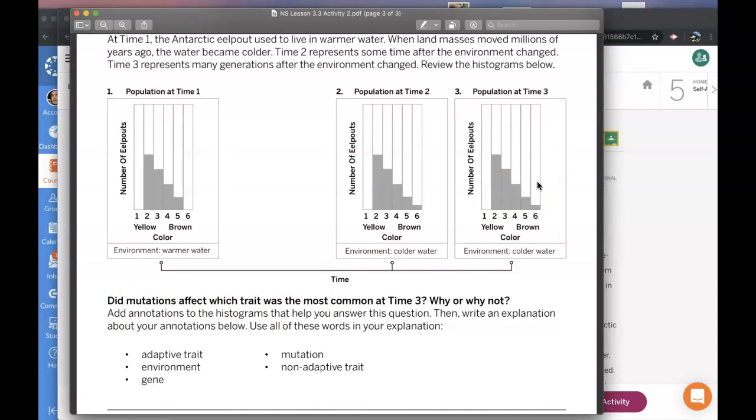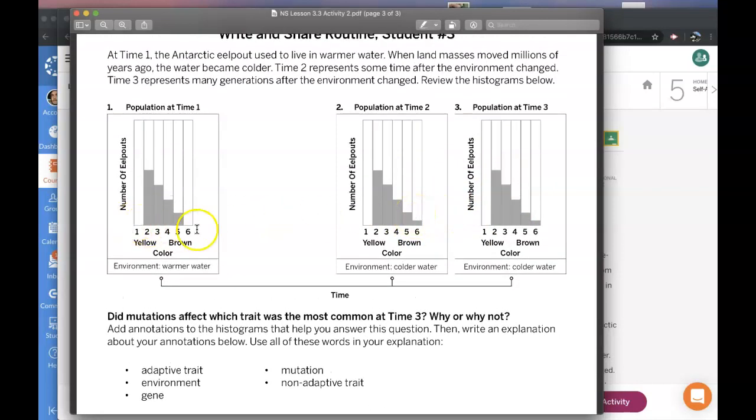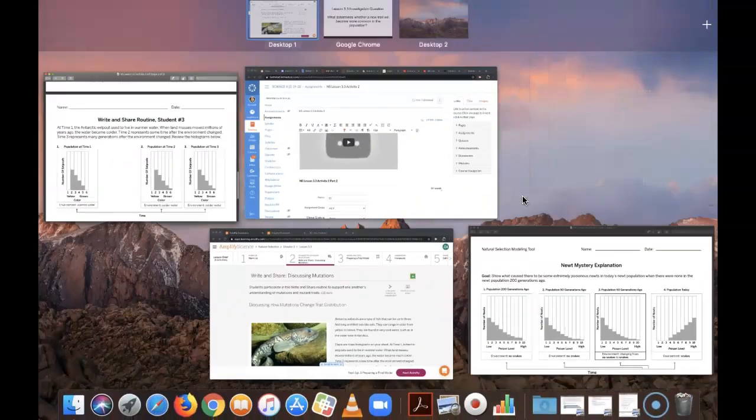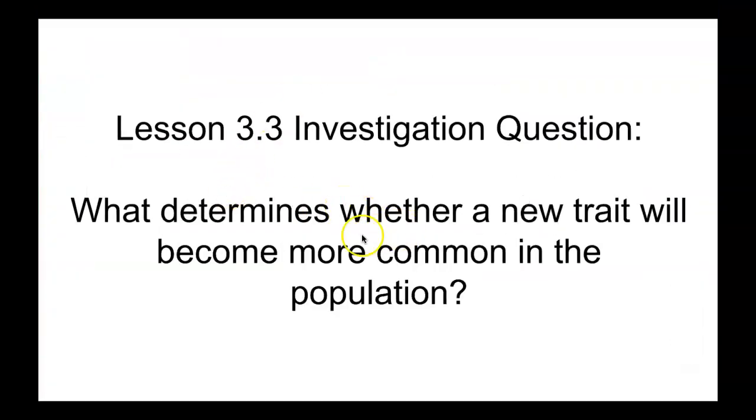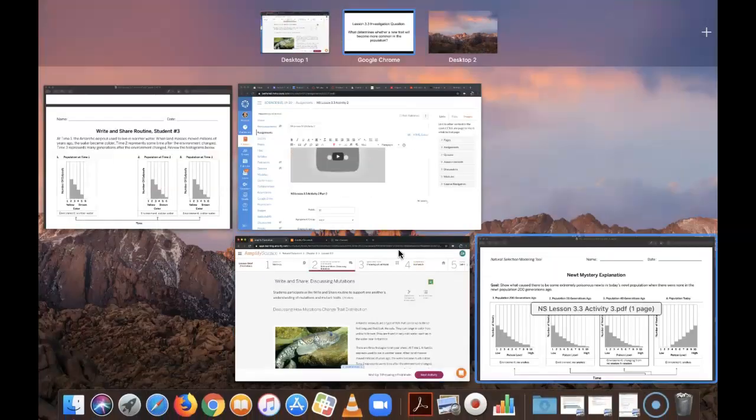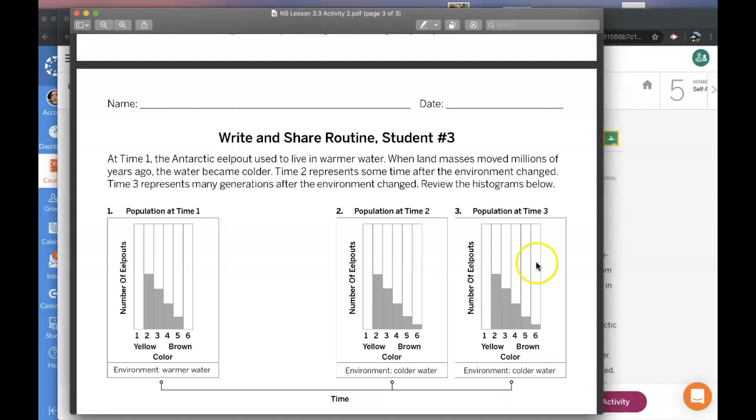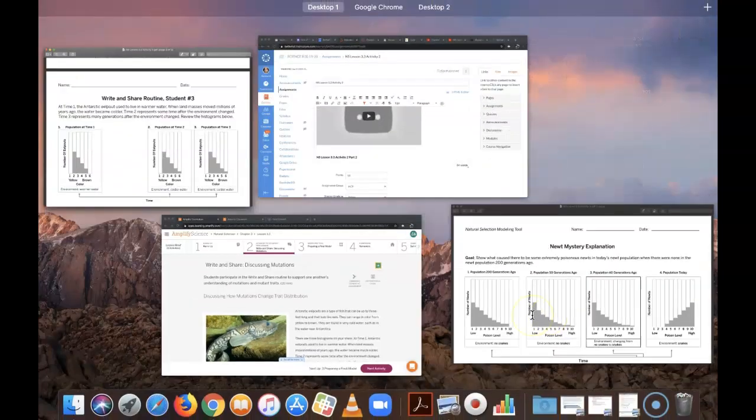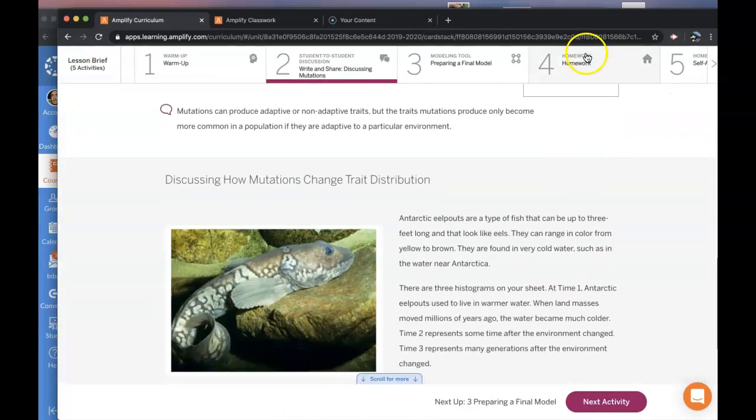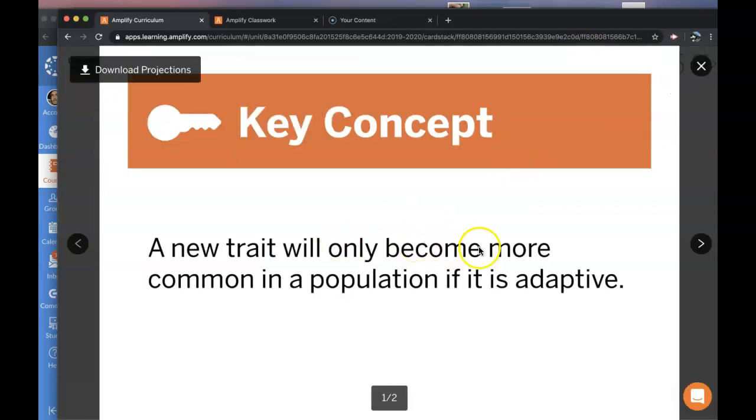In order to answer this question of whether mutations affected the trait that's the most common in time 3, we have to answer this in 2 parts. First, we need to decide whether a mutation occurred, and that means that there's a trait showing up that didn't exist in the initial population. Then we need to decide whether that trait became more common in the population. We know this is our investigation question: what determines whether a new trait will become more common in the population? A trait will become more common in the population if it is adaptive. That is our key concept for this lesson. A new trait will only become more common in a population if it is adaptive.